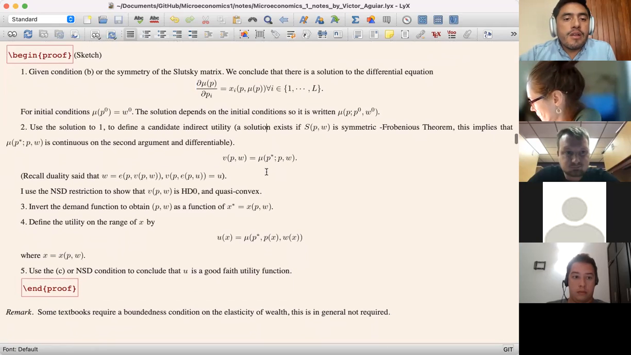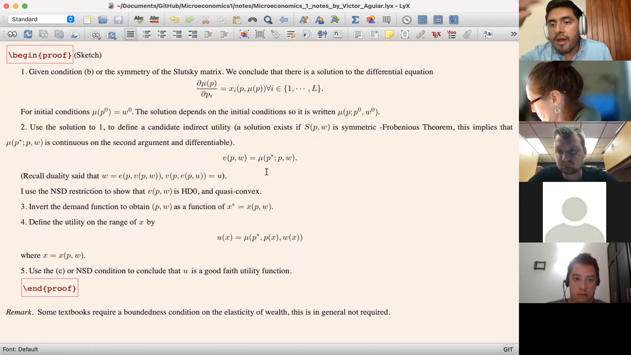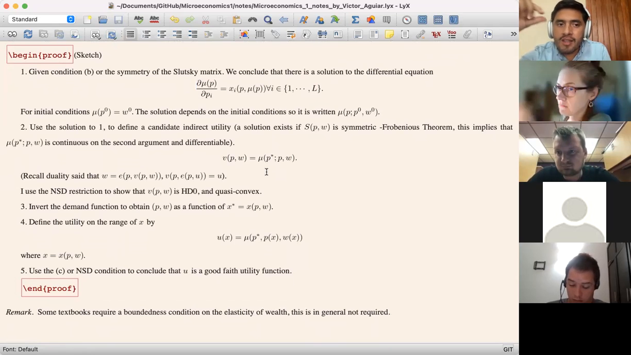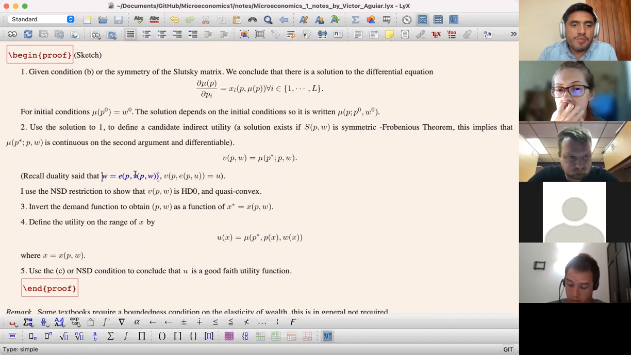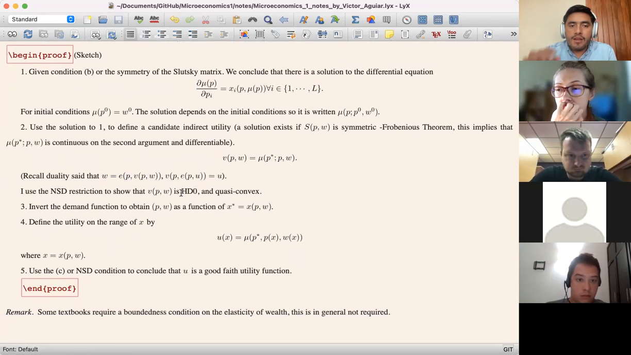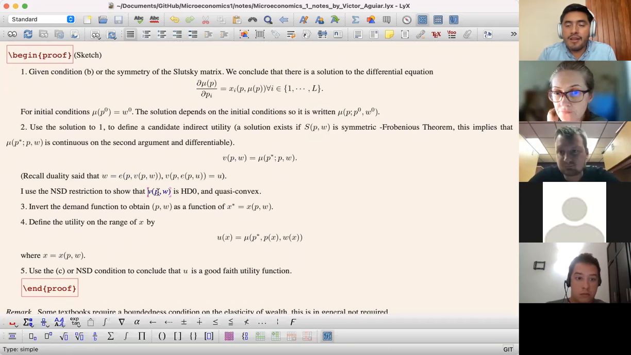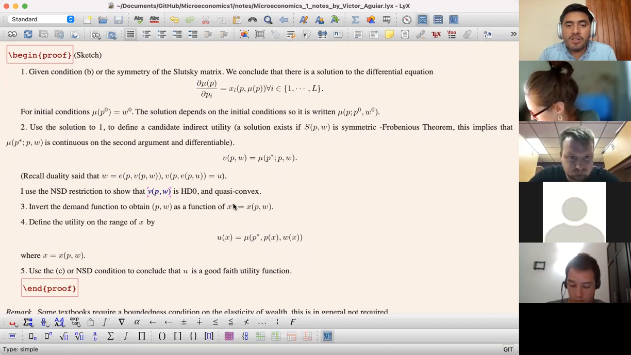Good. Second thing, using this mu function, I invert the roles, right, such that the initial conditions become the variables, and I propose a candidate indirect utility, okay? Using the indirect utility, I use the duality magic to basically define the expenditure function, right? And basically, I'm able to do this. And then, important thing, where does the negative semi-definite enter, right, in this work? Well, negative semi-definite restriction on the Slutsky matrix basically tells me that the indirect utility is homogeneous of degree 0, right?